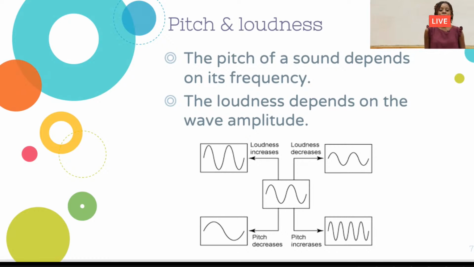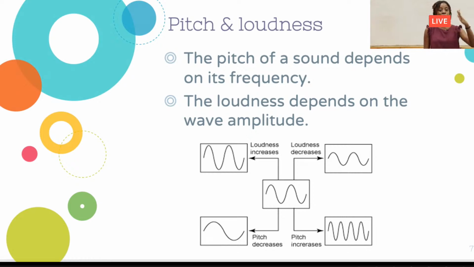Loudness, on the other hand, depends on the wave's amplitude. Remember, amplitude is the maximum displacement from the resting position. So the greater the amplitude, the louder the sound. The lower the amplitude, the softer the sound. And from the diagrams posted, we're going to use the middle graph as our original wave.